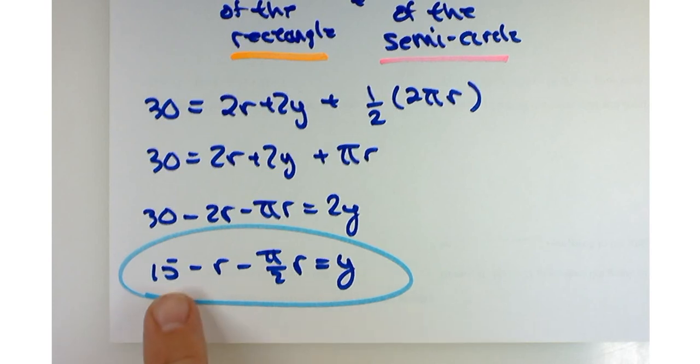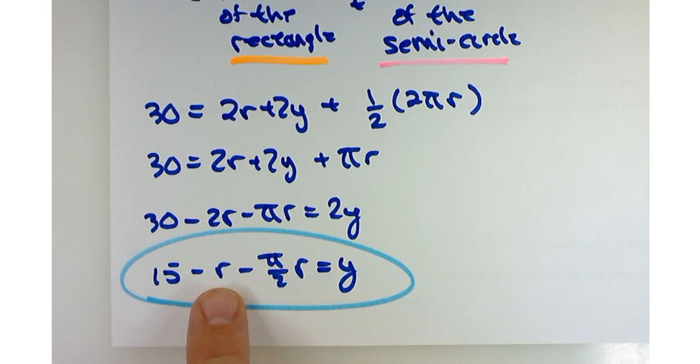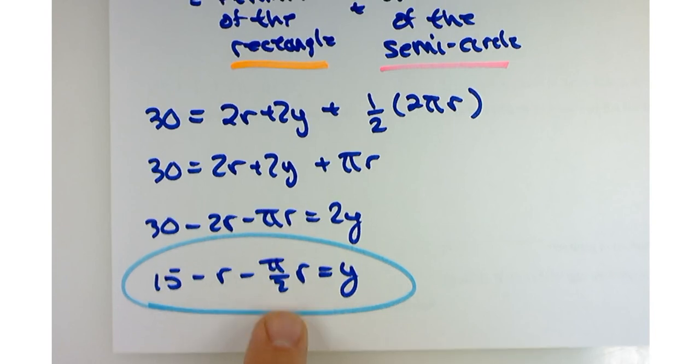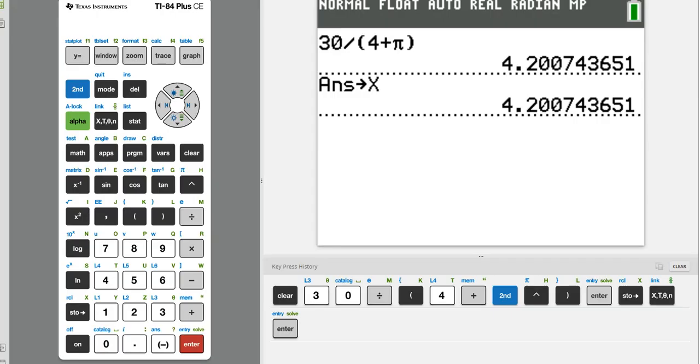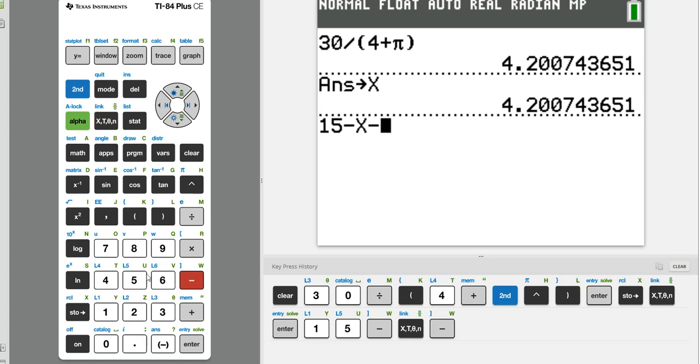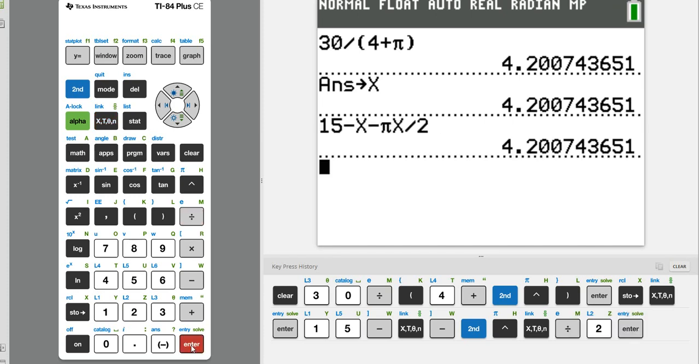Going back to my previous page here, we got y was 15 minus r minus pi over 2 times r. So let's plug that in, except we're going to use an x as opposed to an r. 15 minus x minus pi times x divided by 2. And there you go. Interesting. So the height and the radius are the same.